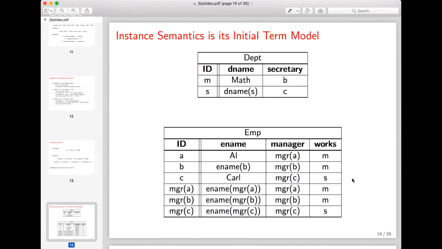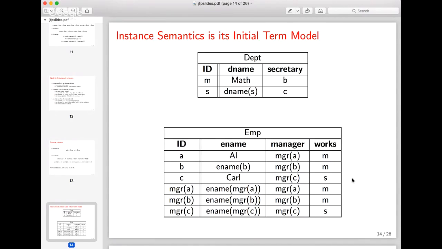So let's now look at the employees table. So here there are 6 rows. We have the 3 employees that were the generators, A, B, and C. Then we also have their managers. So I mentioned that the equations didn't say anything about managers. And what that means is that in the term model, each employee has to have a manager, because manager is a function from employees to employees.